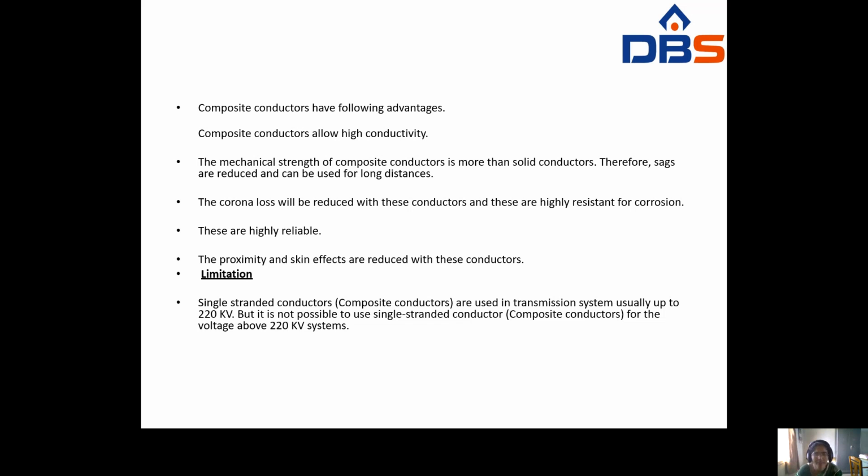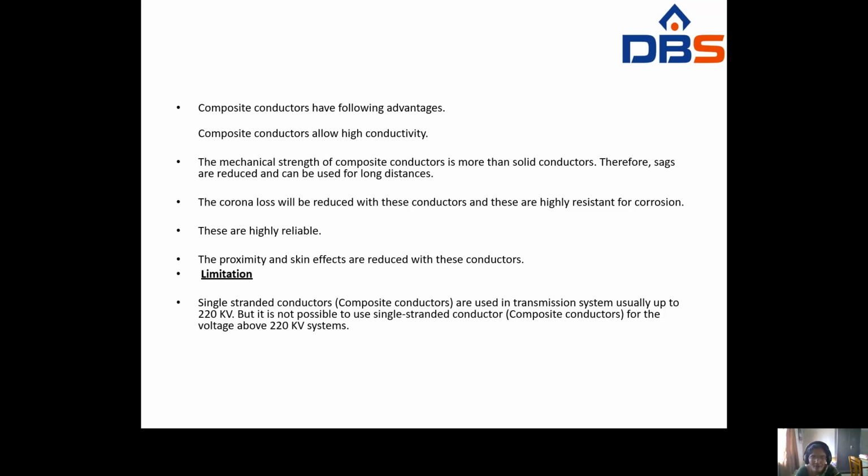You have to see the limitations and advantages of the composite conductors. The composite conductors have the following advantages. First, coming to the advantages, the composite conductors allow high conductivity.